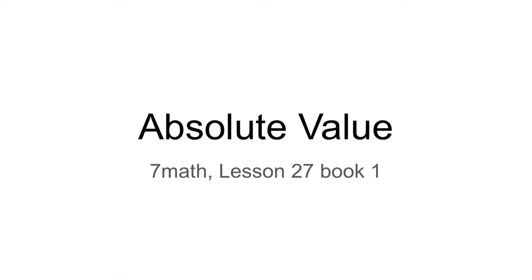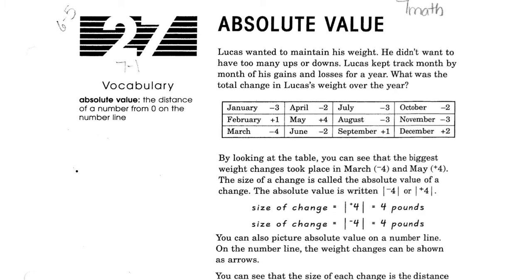All right, seventh grade. Here is lesson 27, absolute value. We have some vocabulary to go over. We have absolute value, the distance of a number from zero on a number line.